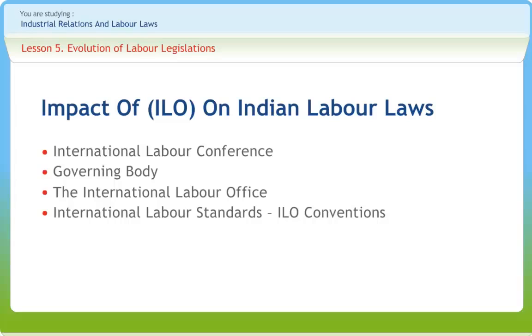The 8 core conventions of the ILO, also called Fundamental or Human Rights Conventions, are Forced Labor Convention, Abolition of Forced Labor Convention, Equal Remuneration Convention, Discrimination in Employment and Occupation Convention, Freedom of Association and Protection of the Right to Organize Convention, Right to Organize and Collective Bargaining Convention, Minimum Age Convention, and Worst Forms of Child Labor Convention.